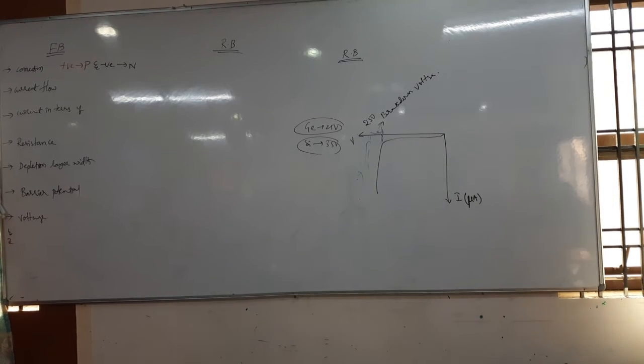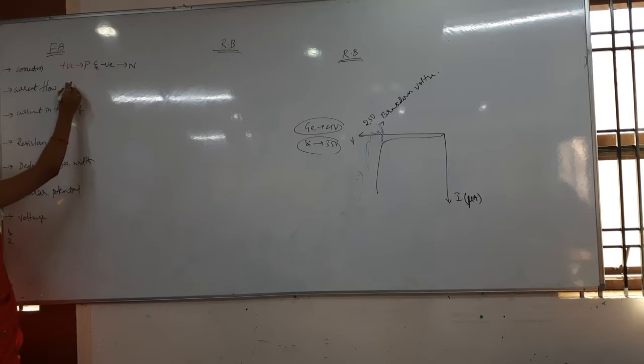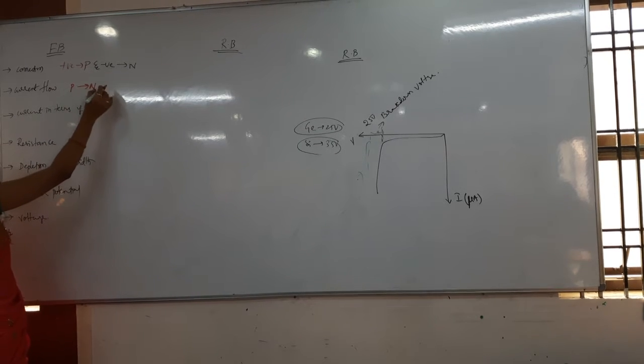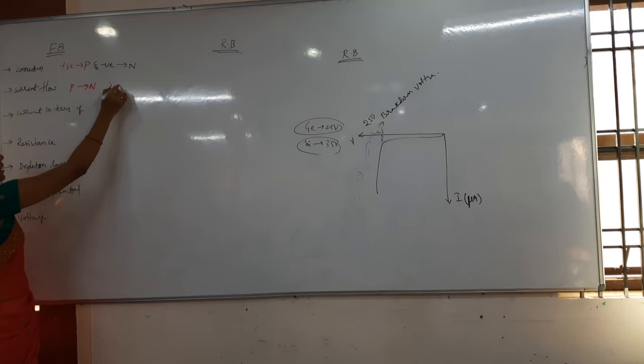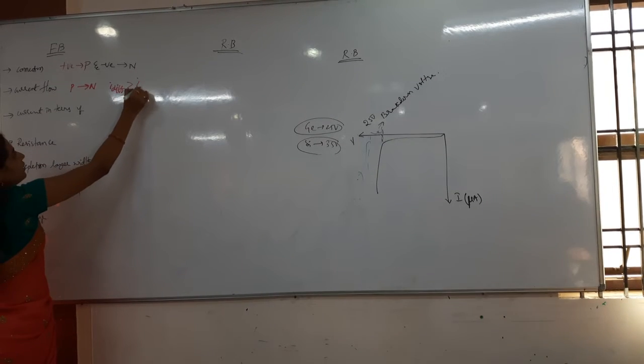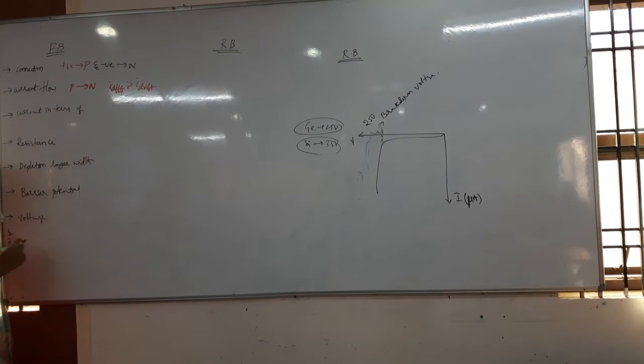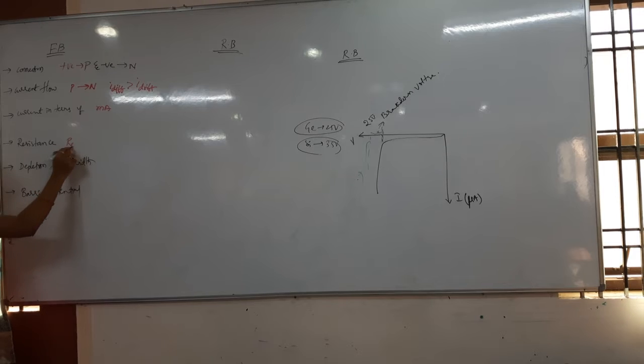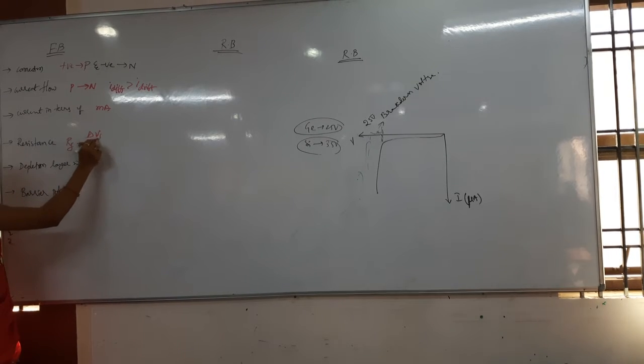Right. Current flow in which direction? P to N. Current flow will be P to N, and which current is more here? Diffusion current is more as compared to the drift current. And next, current in terms of what? Forward biasing, nothing but milliamperes. And then forward resistance, Rf is equal to, what is the formula you will write? Delta Vf by If, that is approximately 100 ohms.